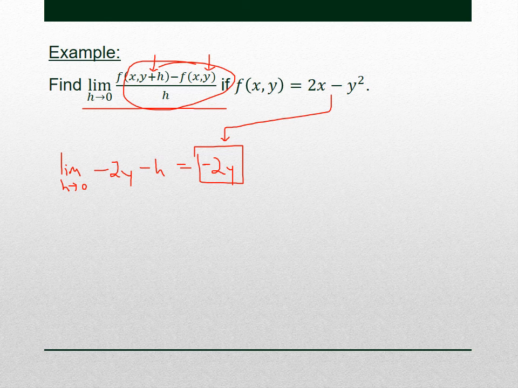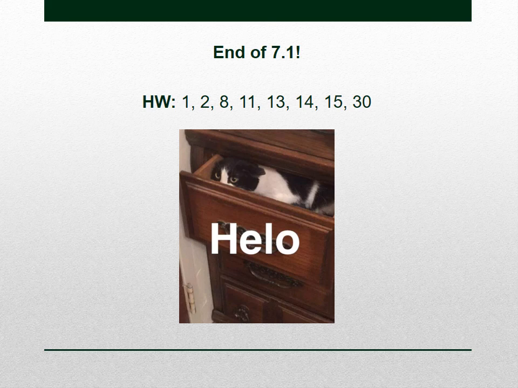Okay, let's move on. And by move on, I of course mean that was the end of 7.1, and there's the homework for that. And there's Tucker hiding in a drawer.